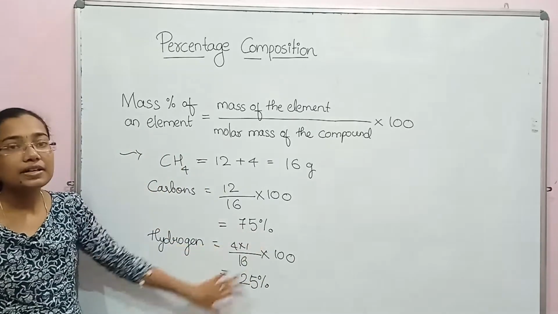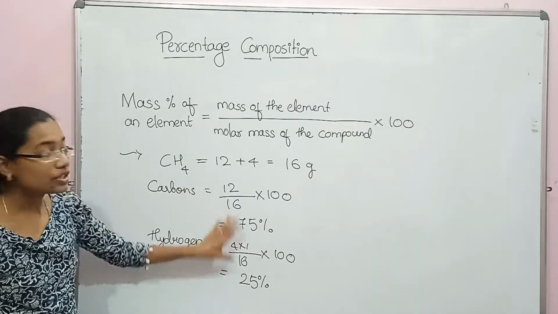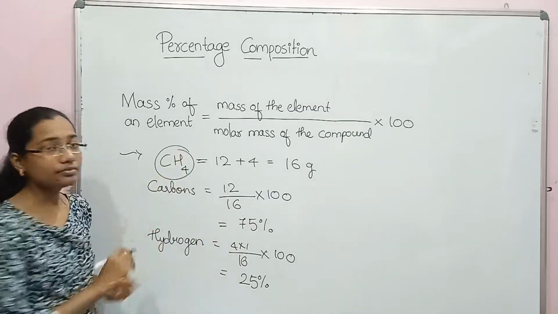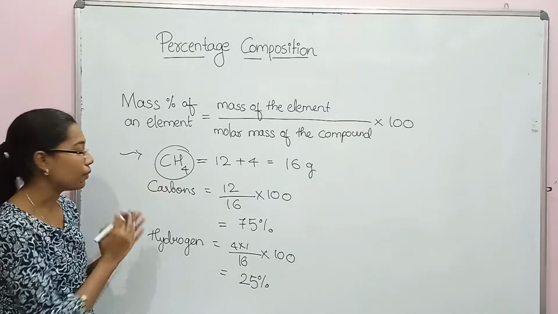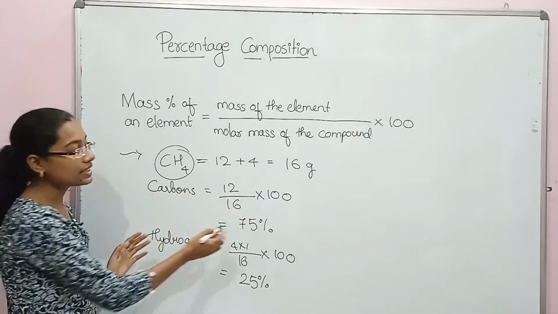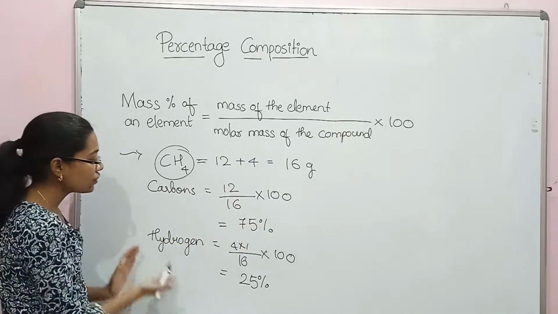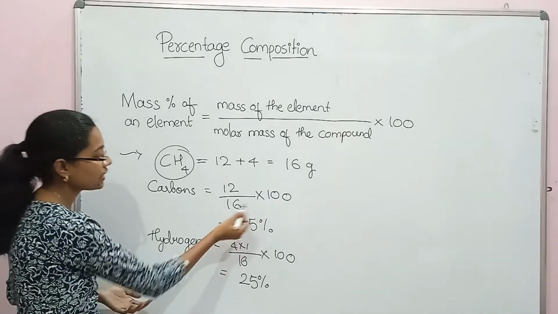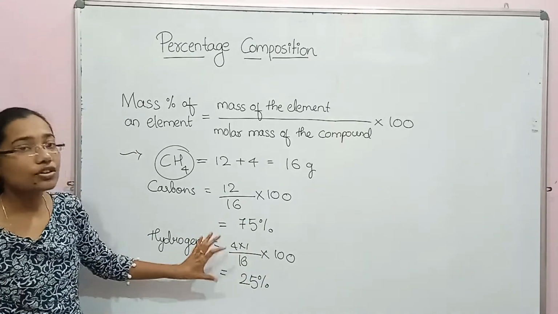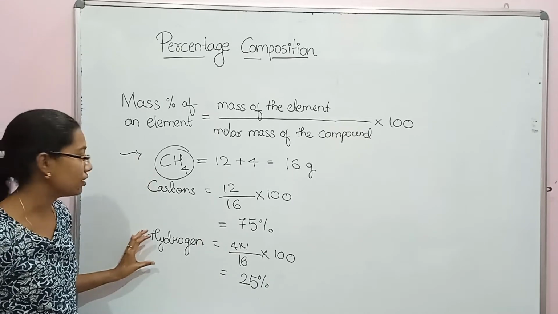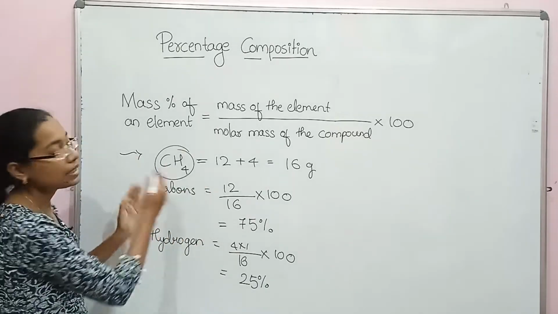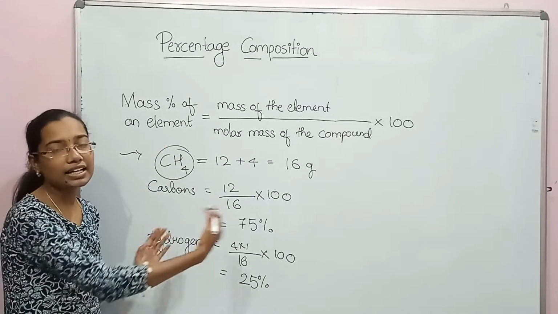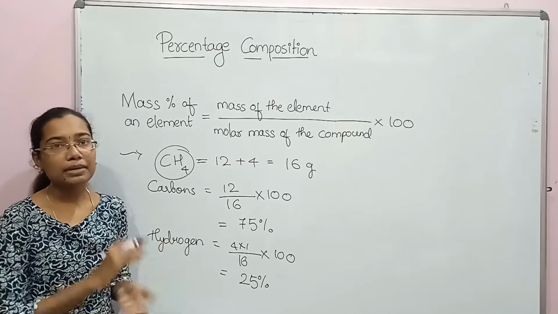These two are the percentages of carbon and hydrogen in the CH4 molecule, or in the CH4 compound. Carbon is present at 75% and hydrogen is present at 25%. These are the percentage compositions of both hydrogen and carbon in the methane compound. This is how we calculate the percentage composition. Like this, we can calculate the percentage composition of many compounds.